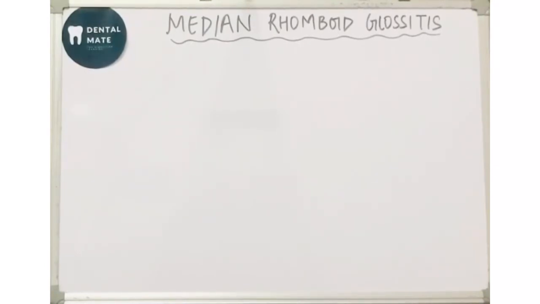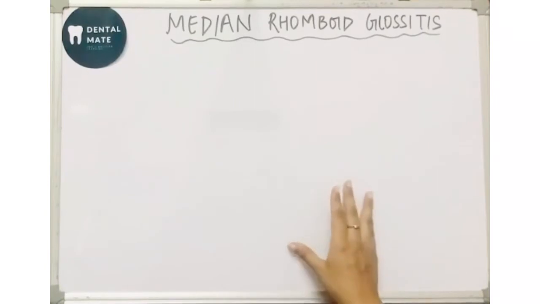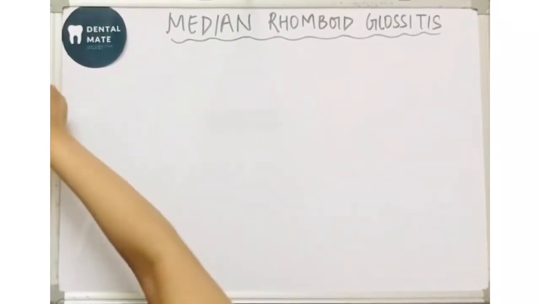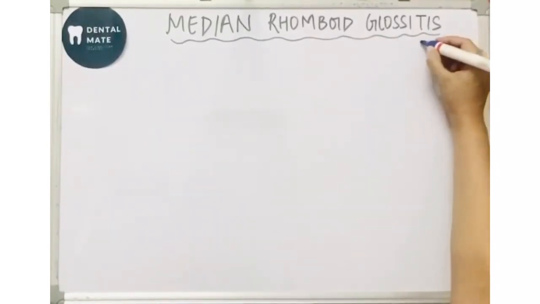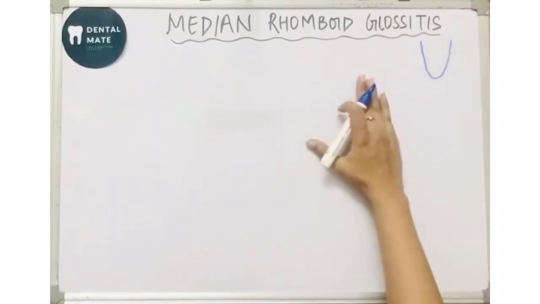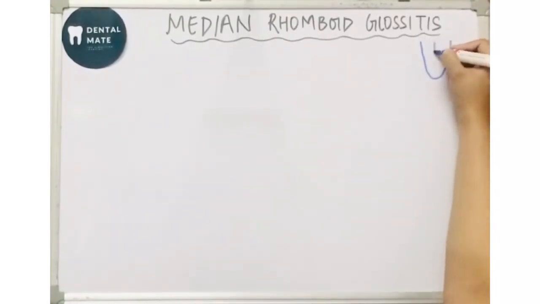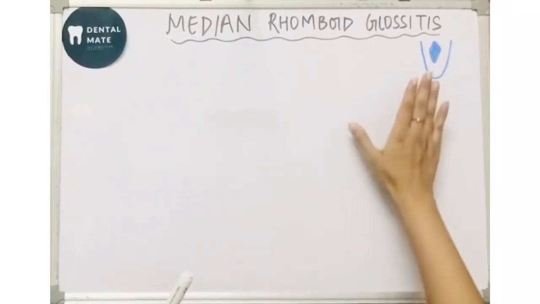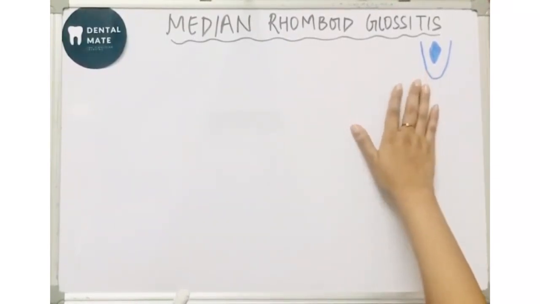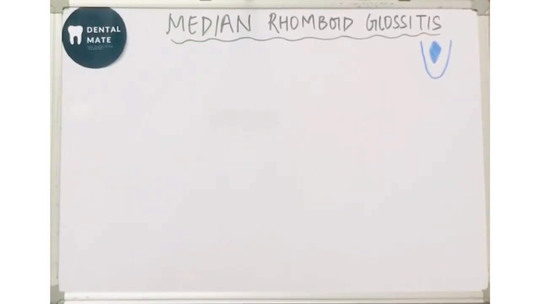Today in this video, we'll be discussing another developmental disturbance of the tongue, which is median rhomboid glossitis. So, what is median rhomboid glossitis? If we split the term, glossitis is inflammation of the tongue. So, there is a midline, that is median, rhomboidal shaped inflammation of the tongue. From the word itself, it is clear that in this developmental disturbance there is a rhomboidal shaped inflammation of the tongue. So, that is median rhomboid glossitis.